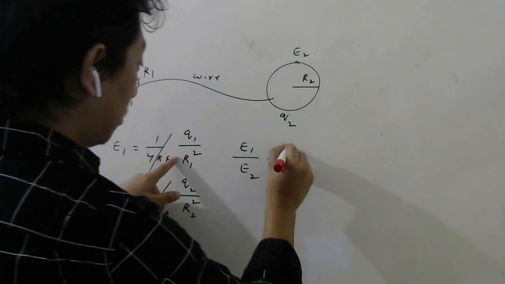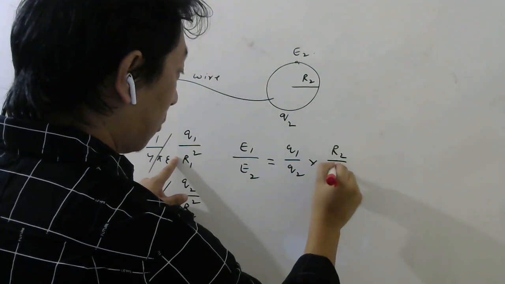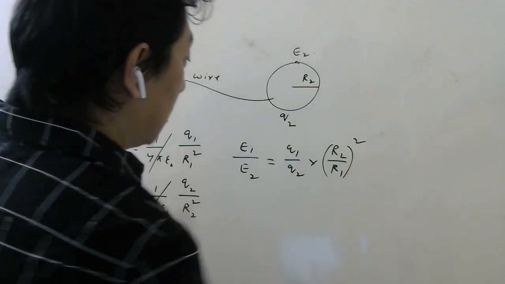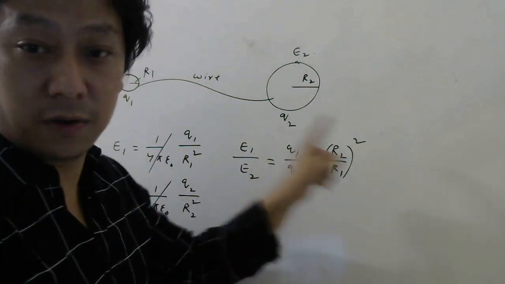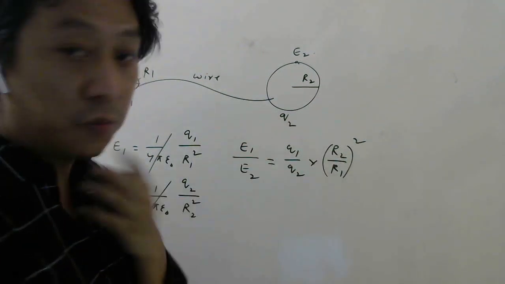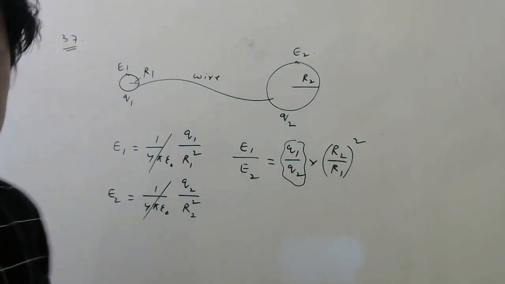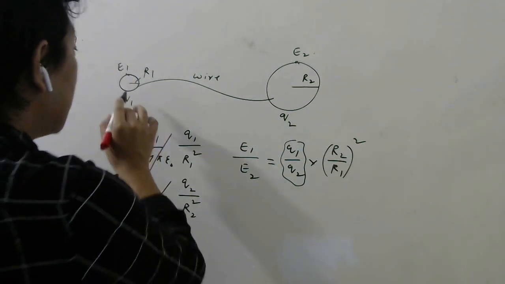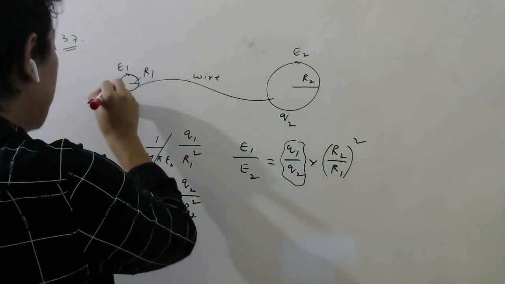So you will get Q1 by Q2 into R2 by R1 whole square. Now if you look at the options, none of the options has this. So we have to think how to find this ratio, because Q1 by Q2 is not there.